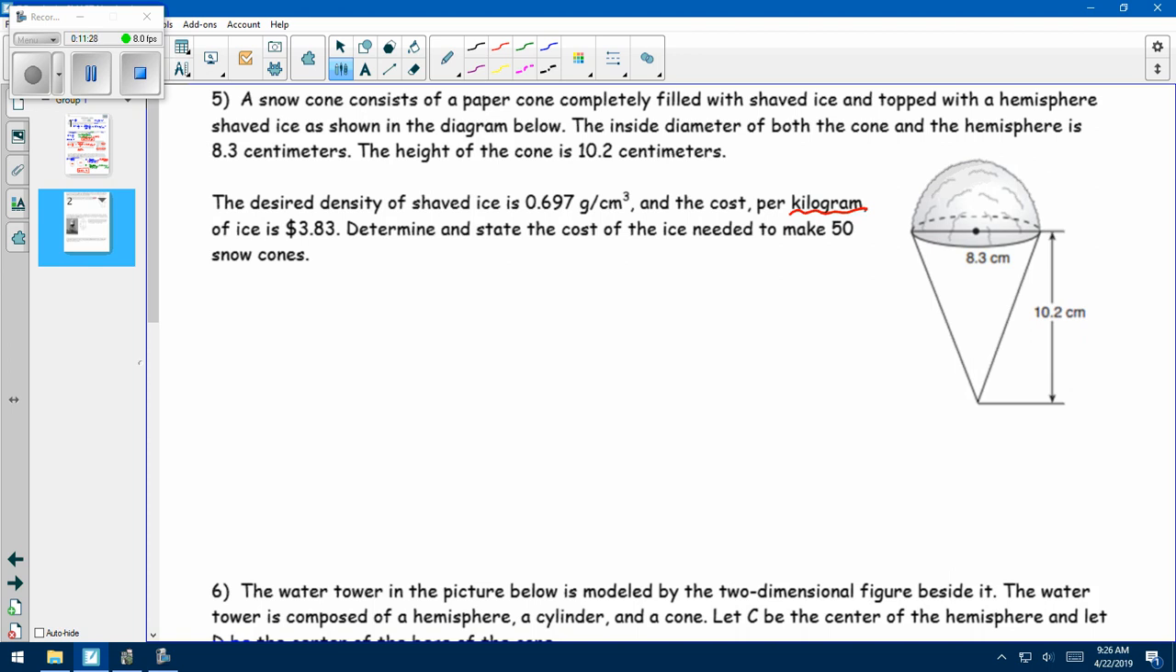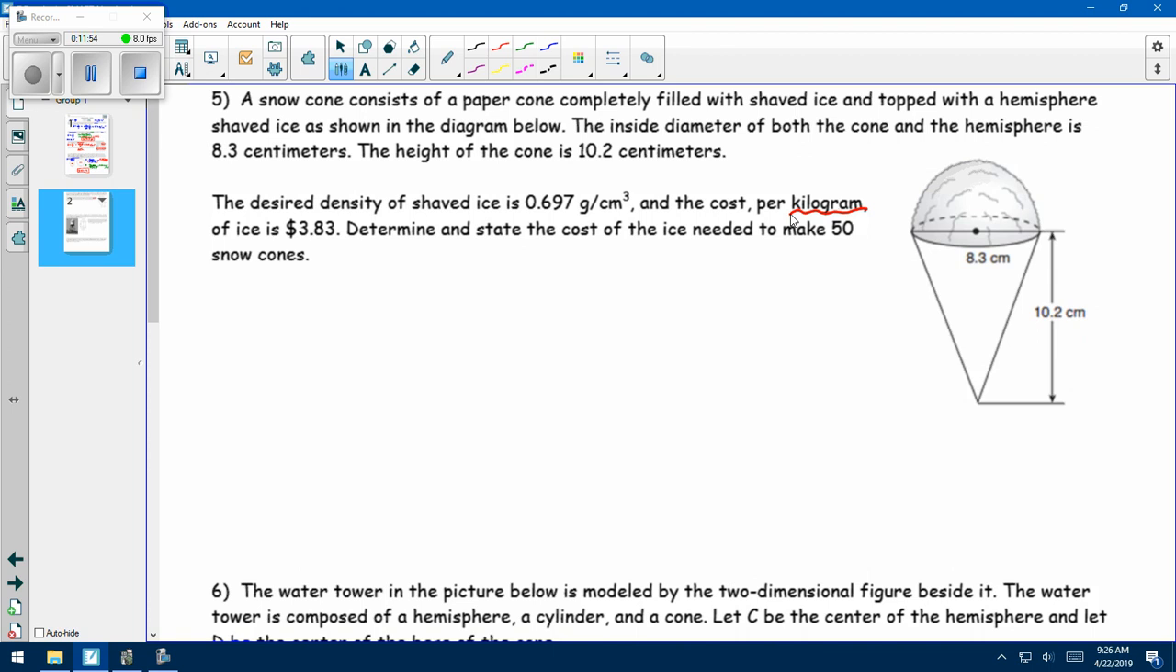$3.83. So we know we're going to do some sort of unit conversion because the density is in grams, and then we have kilograms given for the cost. Determine and state the cost of the ice needed to make 50 snow cones. So there's definitely a lot of information going on here. Certainly to get the cost of the cones, we have to figure out the weight of the cone. And the easiest way to get the weight is going to be by using this density component.